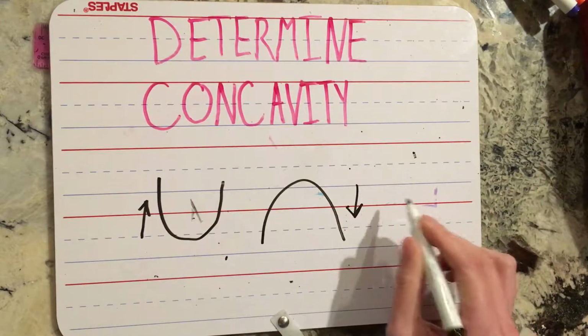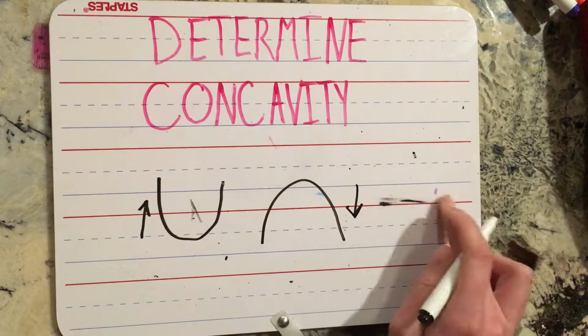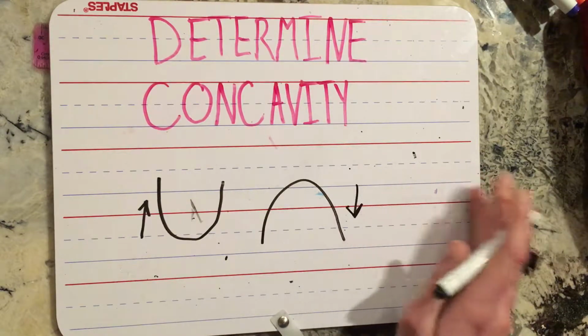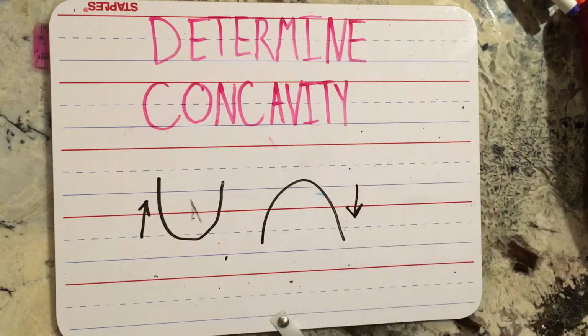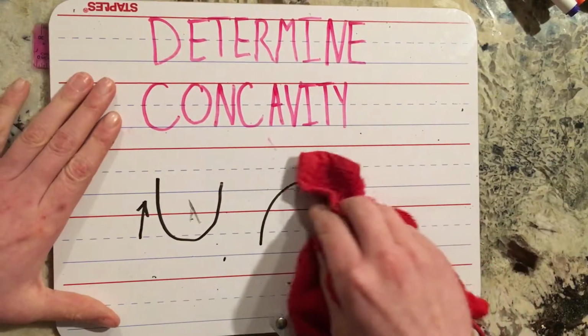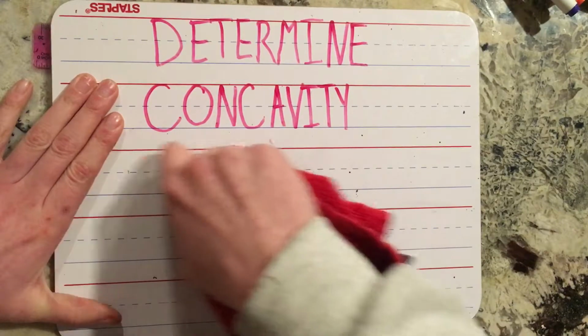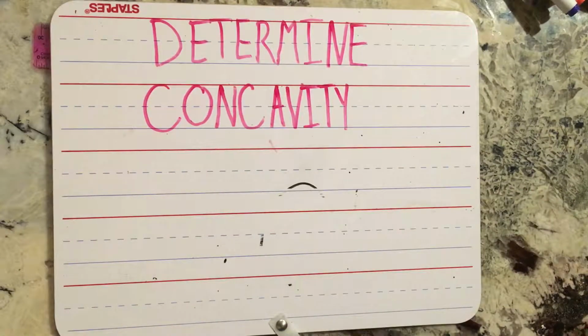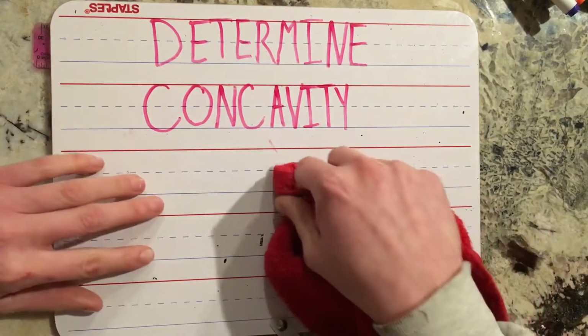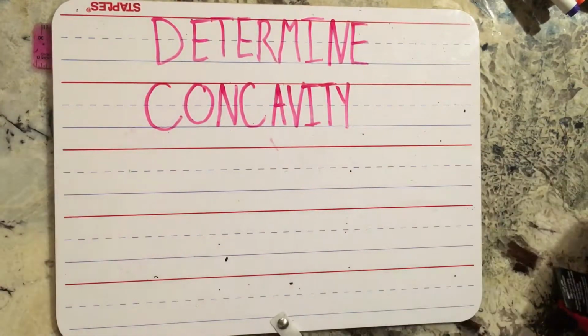And if it's just flat, concavity is equal to 0, that's concave flat or concave 0. That's all there is to this. So I'm going to give you an example problem, walk you through how to determine concavity, and then I'm going to go back through and explain this in more detail.